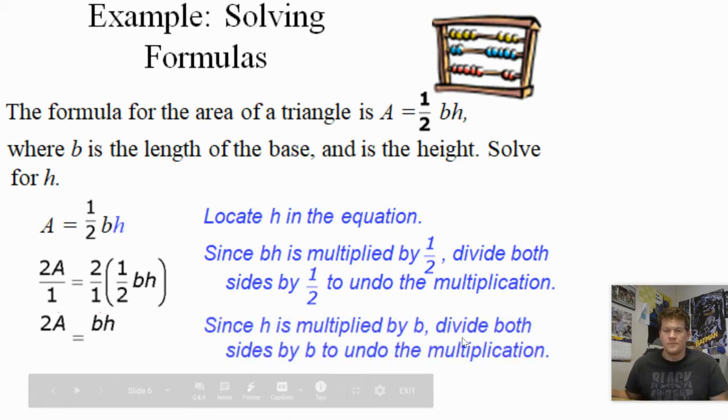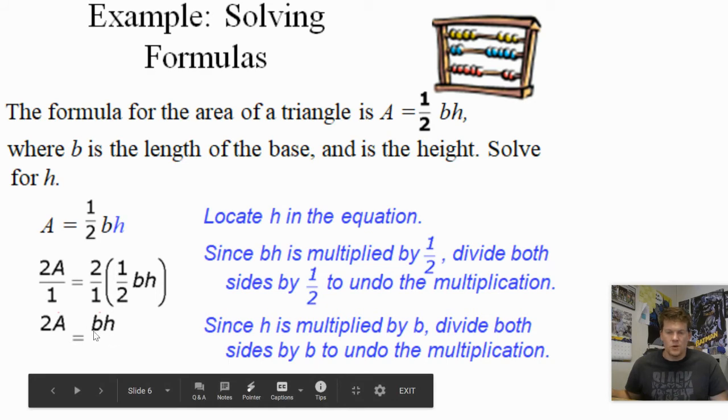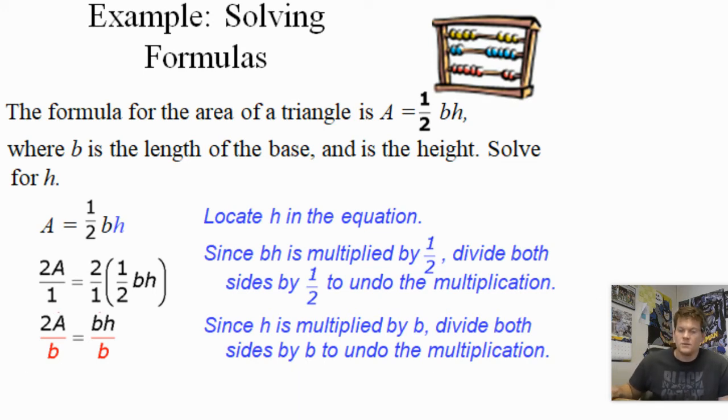dividing it. When they're right next to each other, no operation, that means multiplication. B and H right next to each other, meaning they're being multiplied, so we could get rid of it by dividing. Whatever we do on one side, do to the other. So I'm getting rid of this B by dividing. I have to do it to the other side as well. Now I have 2A over B is equal to H. Can I reduce anything on that left side, 2A over B? The answer is no. So that's my final answer. 2A over B equals H.